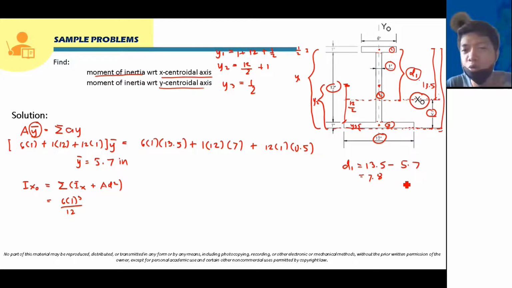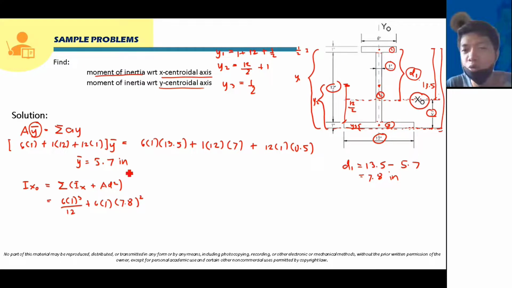So this is 7.8 inches. So this will be your distance one. Anyway, going back here, class, the area of area 1 is just 6 times 1, and its distance is 7.8, so this should be squared. Next, let's proceed, class, to area 2.